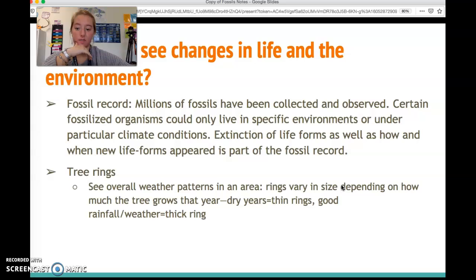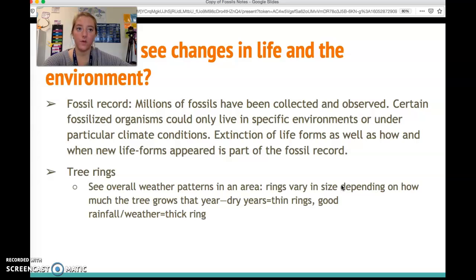One way we can do this is by looking at the fossil record. So millions of fossils have been collected and observed. Scientists are really good at collecting data and categorizing it and sharing it with other people, for the most part. Certain fossilized organisms could only live in specific environments or under particular climate conditions. So because they have that specialized environment and climate, and you'll also learn time, we can identify a time at which this organism lived or a condition.